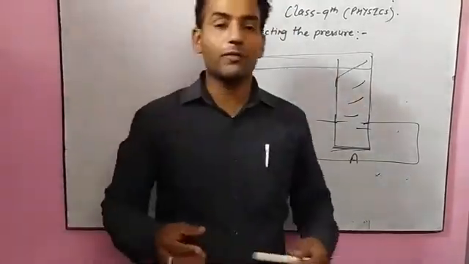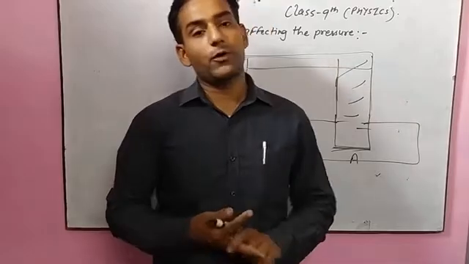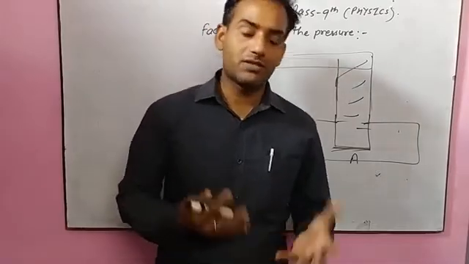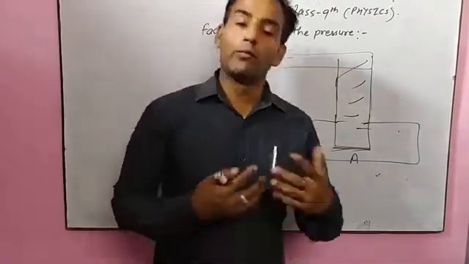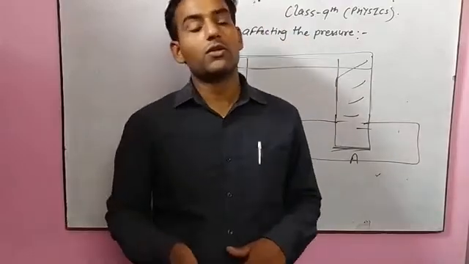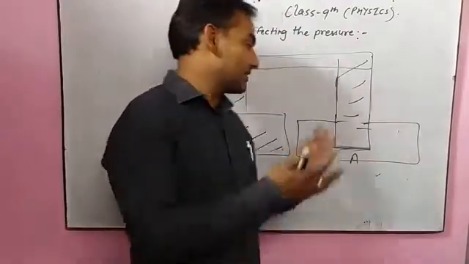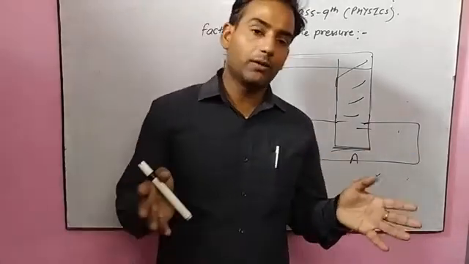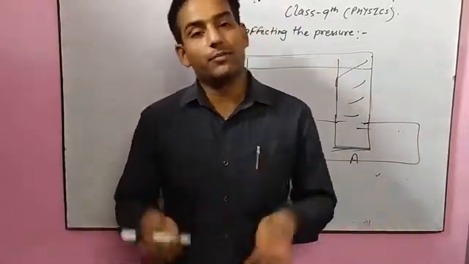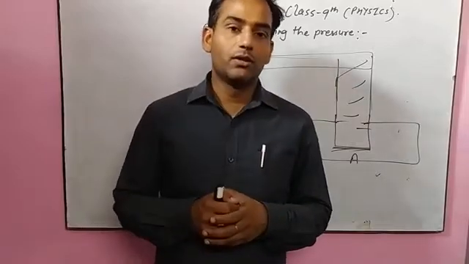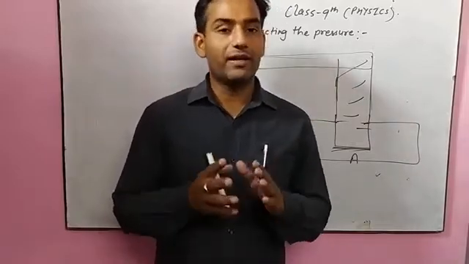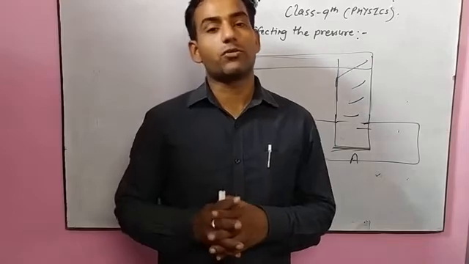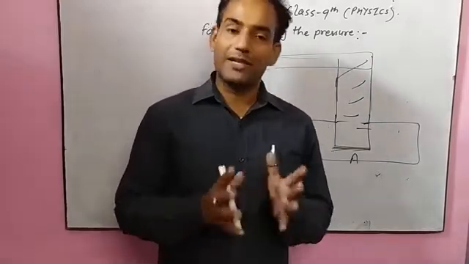So this was something about what factors affect the pressure, what is the use of thrust and area. When more thrust is there, more pressure will be there. To make it less, we increase the area. Sometimes we need more area and less pressure, and sometimes we need more pressure, and that's why we decrease the area of the object. Okay, so this was all about pressure and thrust.